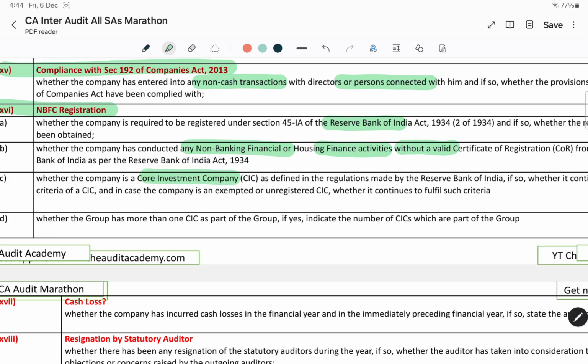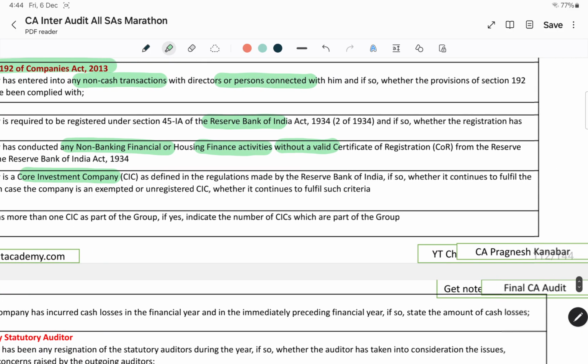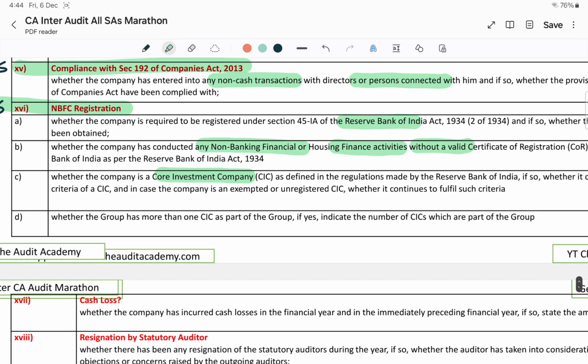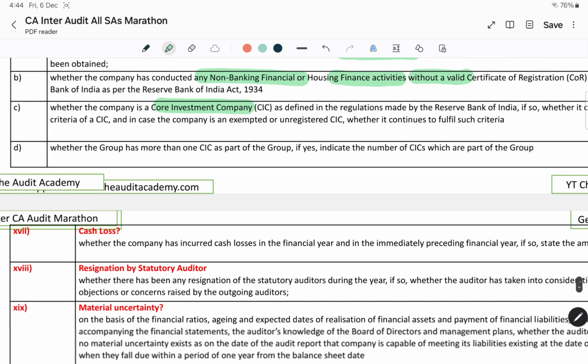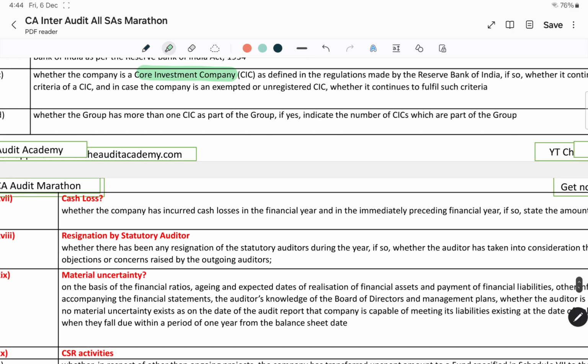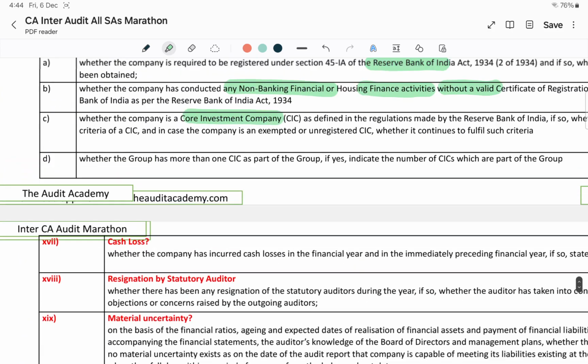whether the company is a core investment company as defined in the regulations made by the RBI, if so, whether it continues to fulfill the criteria of CIC, it means core investment company, and in case the company is an exempted or unregistered core investment company, whether it continues to fulfill such criteria, and whether the group has more than one CIC as part of the group. If yes, indicate the number of the core investment companies which are part of the group.